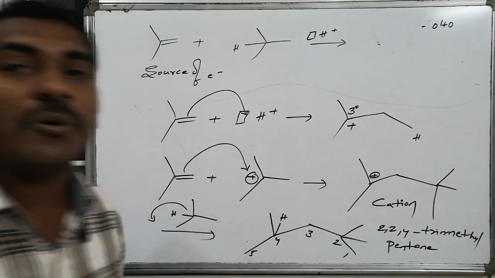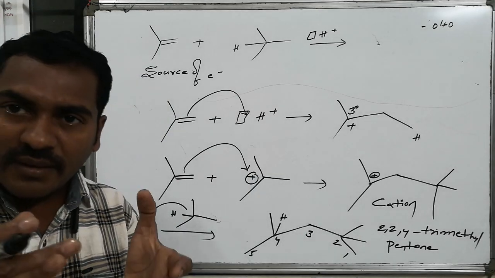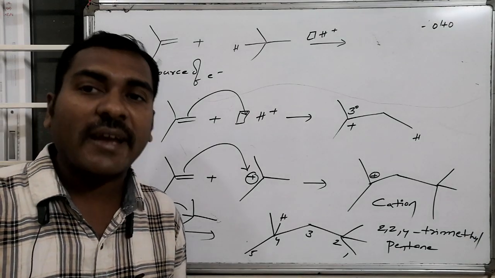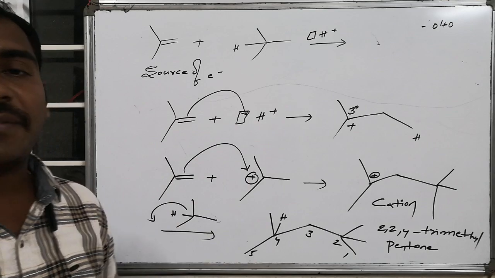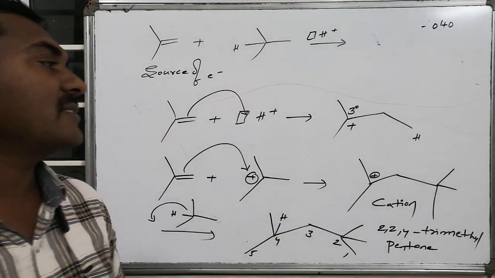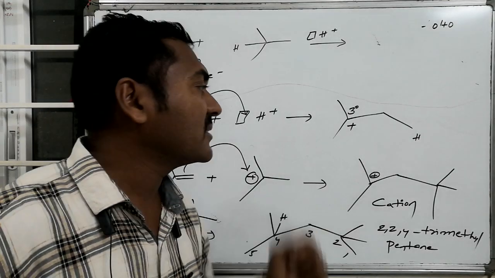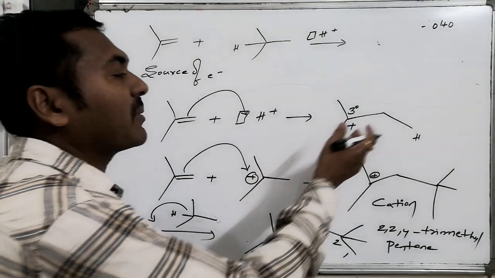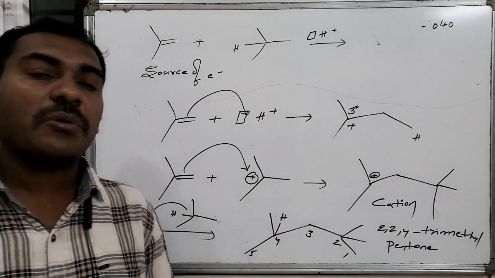Once again, let us review the reaction to thoroughly understand its mechanism. This is the source of electrons and this is electron deficient, hence it generates a modified electrophile, that is, a carbocation is generated. This is the stablest carbocation, that is, a tertiary carbocation, because relatively compared to the primary carbocation, the tertiary carbocation is more stable.